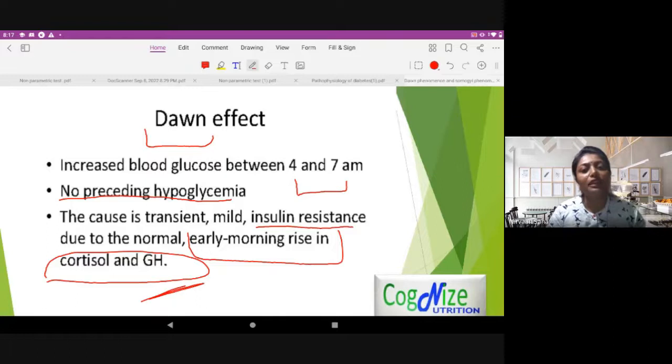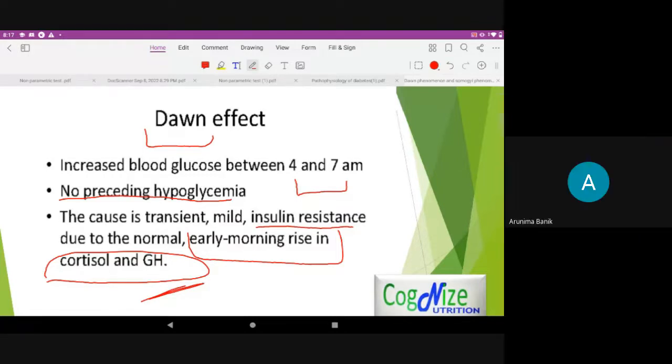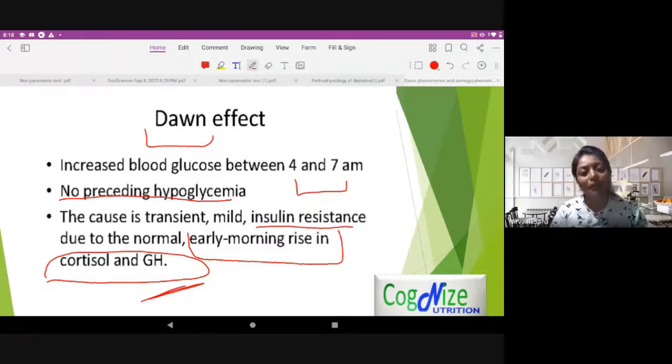But do we ever get to see teenagers coming with a dawn phenomenon problem? Have you ever seen it? No, ma'am. Why? Because that particular person is a normal individual. That teenager is a normal teenager. So even if the blood glucose is getting high, the body will produce insulin and balance the glucose level. So your glucose levels will be balanced in a normal child.